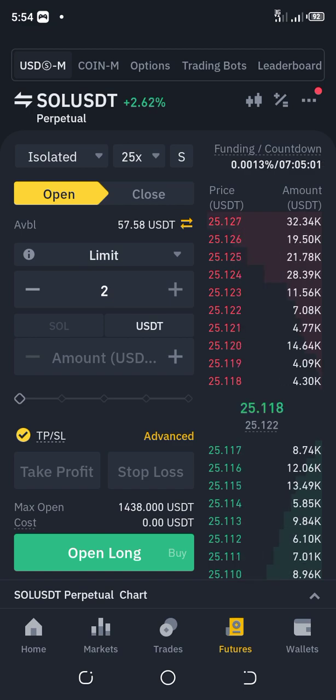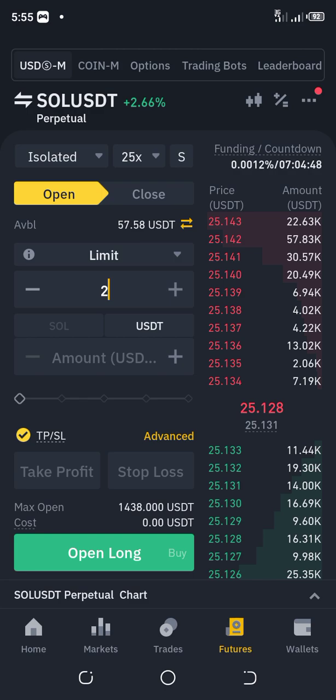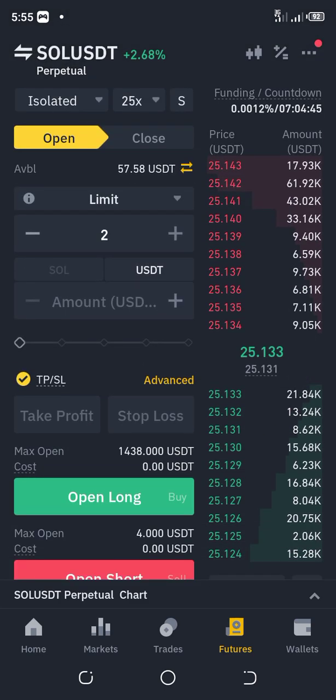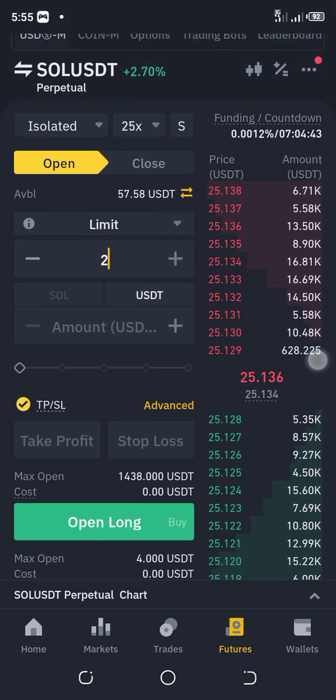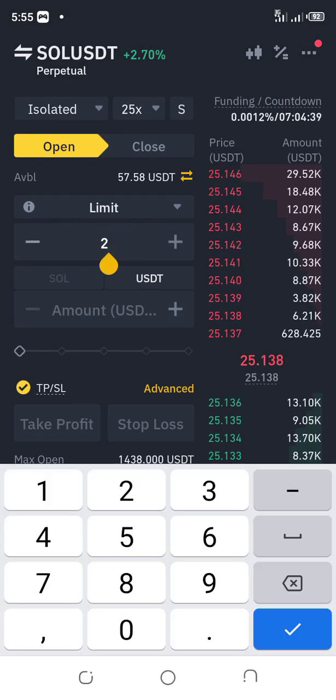Now this is a limit order. Let's say we are waiting for this price to come down to 25.000. This is the current market price, but we don't want to buy at this price because we still feel it is at a higher level. So we want to wait for the price to drop to 25.000 before we buy. We set the entry price here, 25.000. This is the limit order here.